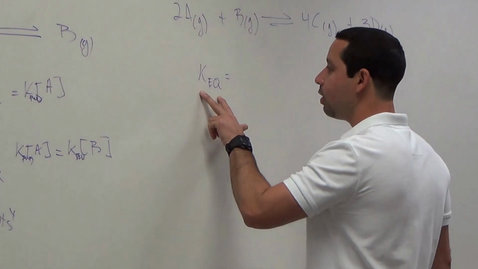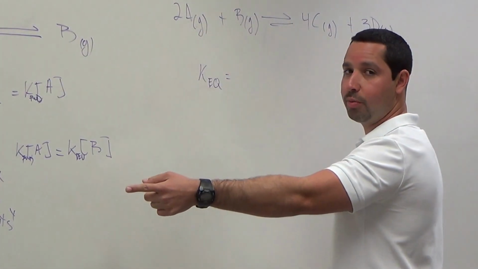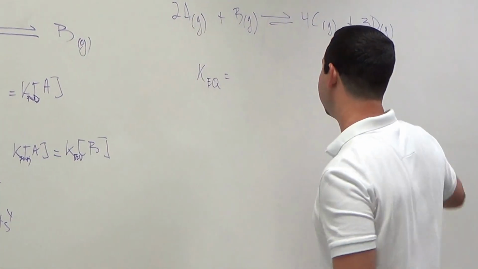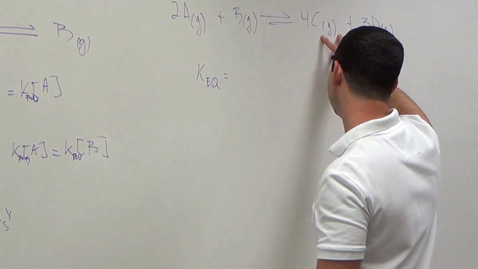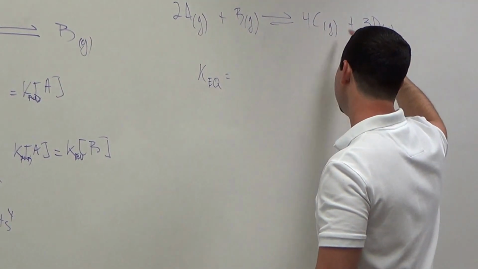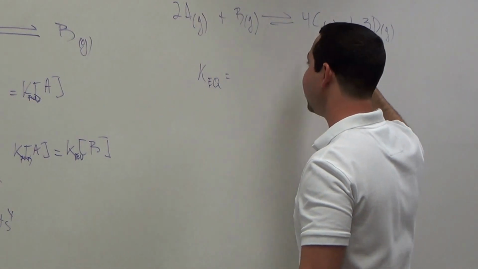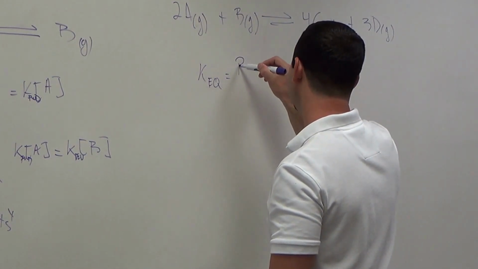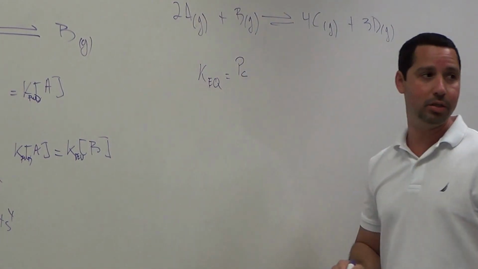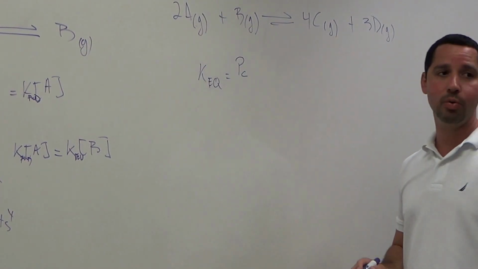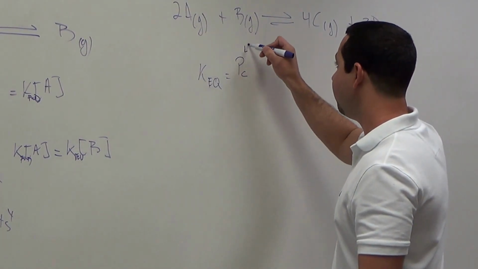So, here it is. The equilibrium constant is equal to products divided by reactants. Are these the products? These are the products, yes? Yes. So I am going to say that this product is a gas, so I am going to say the pressure of gas C raised to a power which is the fourth power.